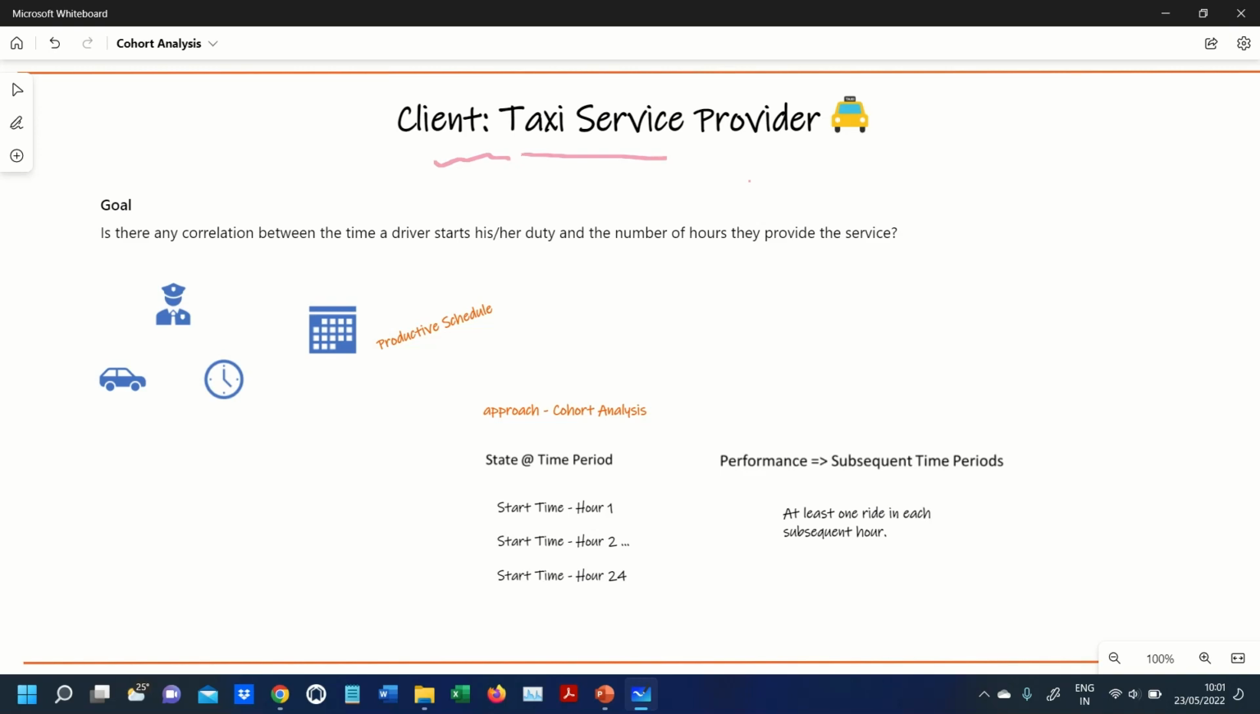The driver can take breaks in between, or they can extend their time as per their convenience or affordability to work in a day. Right. But what the client wants to know is that to optimize the profits, they need to optimize the schedule first, while maintaining the flexibility of the drivers. The organization needs to maintain the fleet as per the demand of the hour. So they need to know.